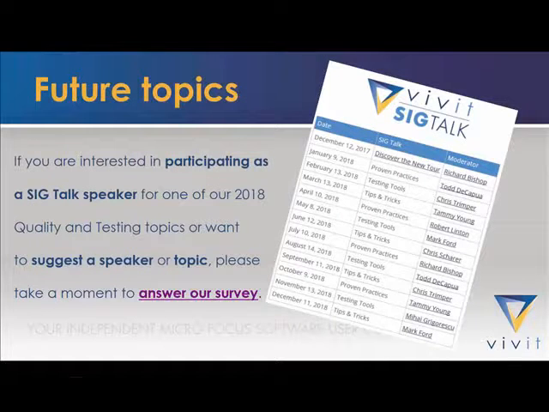If you're interested in participating as a SIG Talk speaker for one of our 2018 quality and testing topics, or maybe you just want to suggest a speaker or suggest a topic, I would encourage you to take the survey. There's just a few questions in there that will help capture this information, and as you can see, this is how we're laying out the calendar for the year. All of this is available online. Again, you can look through the various dates, the different talk titles, and then who's going to be moderating or hosting each of those talks. What you will notice, this is the 2nd Tuesday of every month, and we will be having the events at 12 noon Eastern.